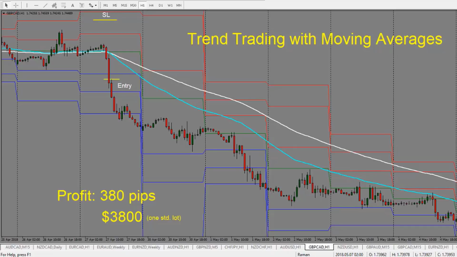opening, and once we see that price closes on the other side of the blue moving average, our smaller moving average, which is 50 in this case, we can exit the trade. So in this particular instance, it hasn't closed yet, but once it closes above the blue, that's a good place to exit the trade. From entry to exit, we get 380 pips in the trade, or $3,800 if trading one standard lot.